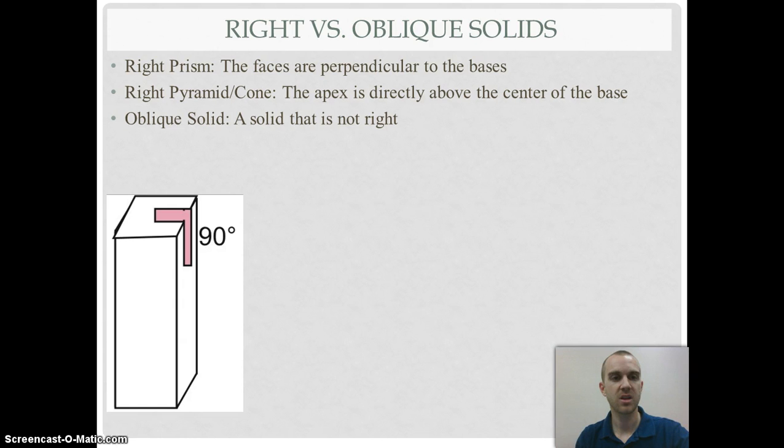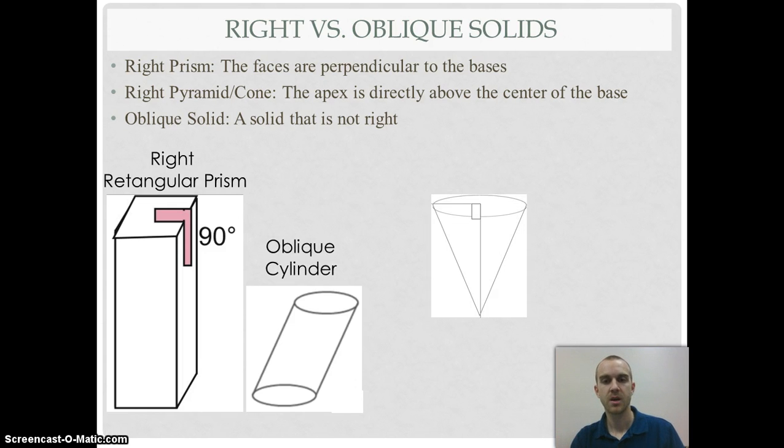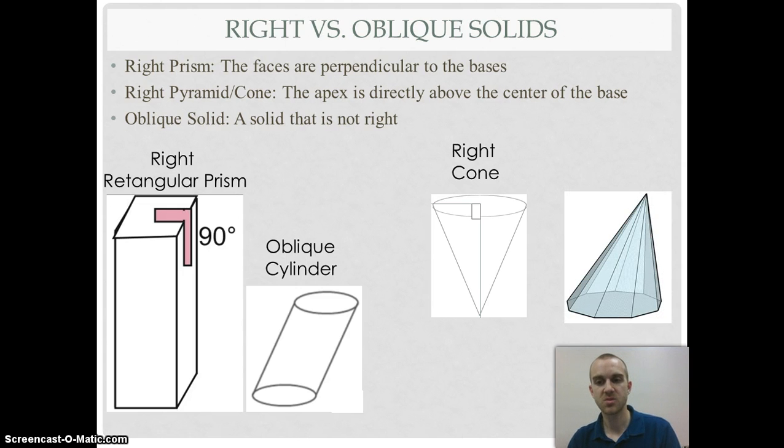So again, if I'm thinking about being right, I want that 90-degree angle so that the bases are one directly above the other. This would be a right rectangular prism. This, on the other hand, would be an oblique cylinder because it's the cylinder, but it's been shifted. Here I have a right cone. That's my center point, the apex would be right above the center of my base, whereas this would be oblique, and that's a nonagon, so I would say that's an oblique nonagonal pyramid.